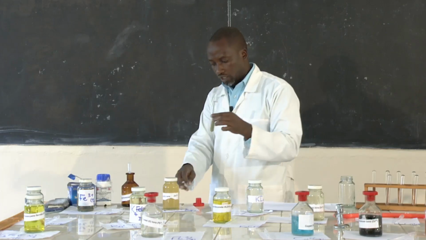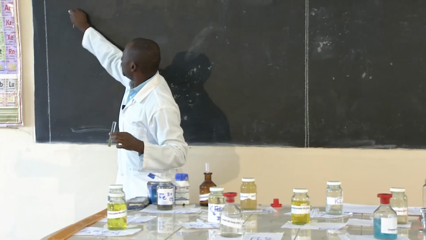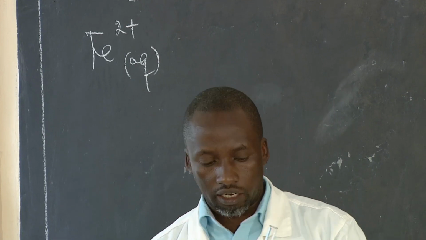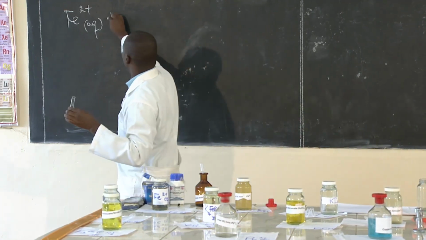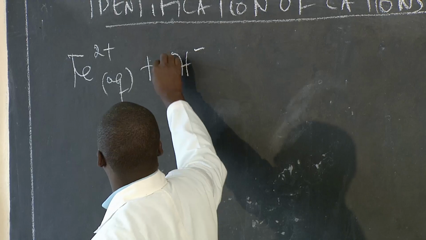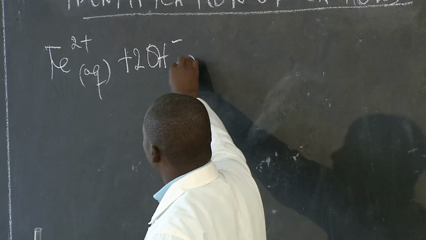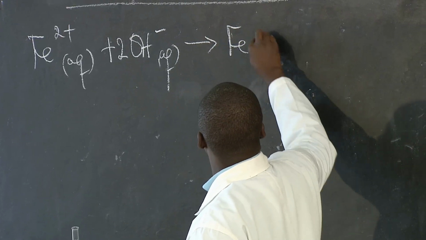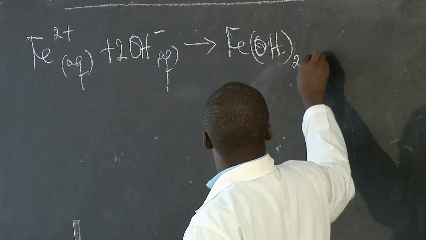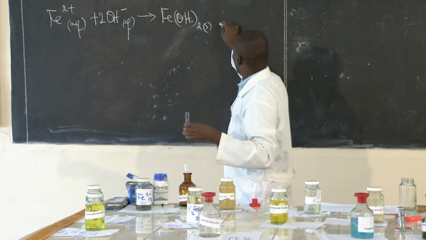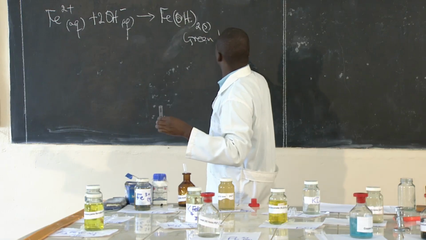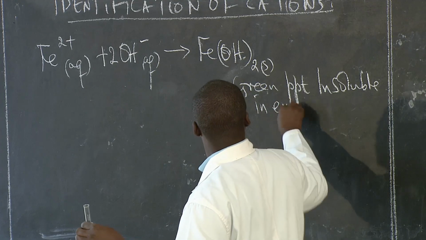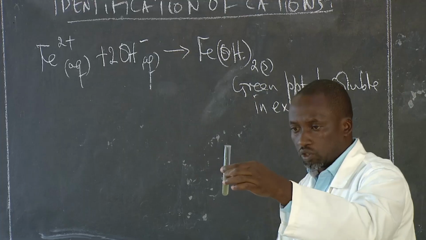So what happens with this? This is what happens here. You have a solution of iron 2 ions reacting with sodium hydroxide. The sodium hydroxide produces the hydroxide ions, and then it forms iron 2 hydroxide. This is the green precipitate, and it is insoluble in excess sodium hydroxide because I've added excess.